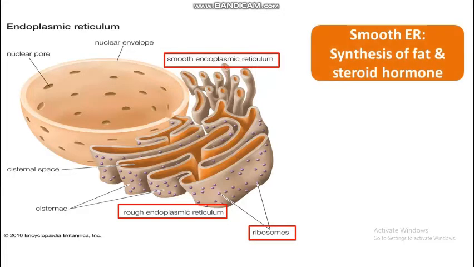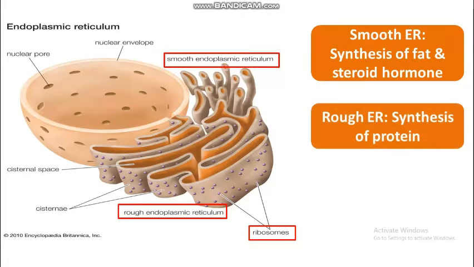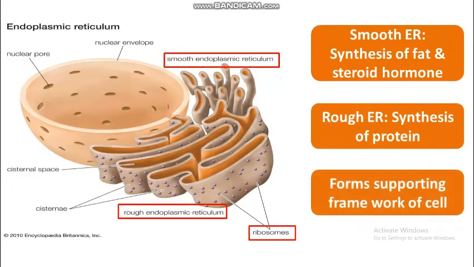Now let us come to the function of this endoplasmic reticulum. Coming to the smooth endoplasmic reticulum, it helps in the synthesis of fat and steroid hormone. Coming to the rough endoplasmic reticulum, it helps in the synthesis of protein, and it also forms the supporting framework of the cell within that cytoplasm.